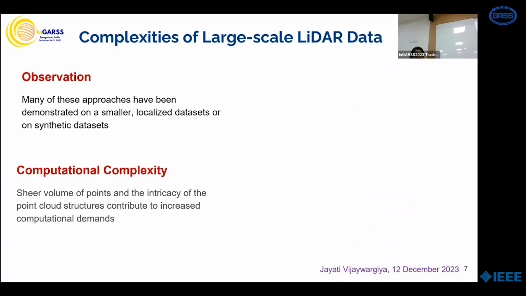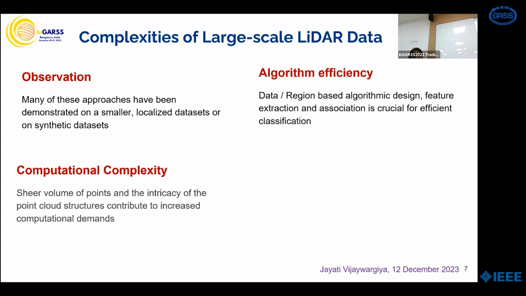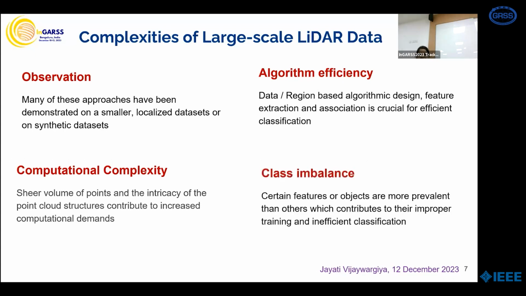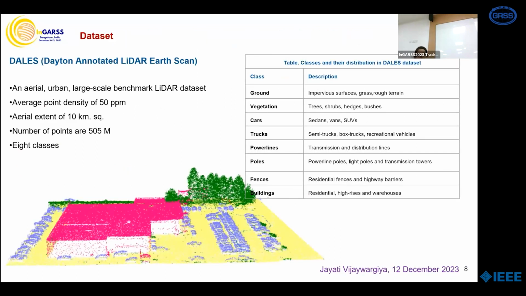The computational complexity when we deal with large-scale point cloud data is tremendous. And also the algorithm efficiency should depend on the feature extraction, the association of features, and the pattern in which the deep learning architecture is constructed for efficient classification. In this regard, class imbalance becomes a very prominent challenge. For this work, we have utilized the benchmark dataset DALES, that is Dayton Annotated LiDAR Earth Scan, which is spread over the city of Surrey, British Columbia, Canada, over an aerial extent of 10 square kilometers, having more than 500 million points distributed over 8 classes, namely ground, vegetation, cars, trucks, power lines, poles, fences, and buildings.